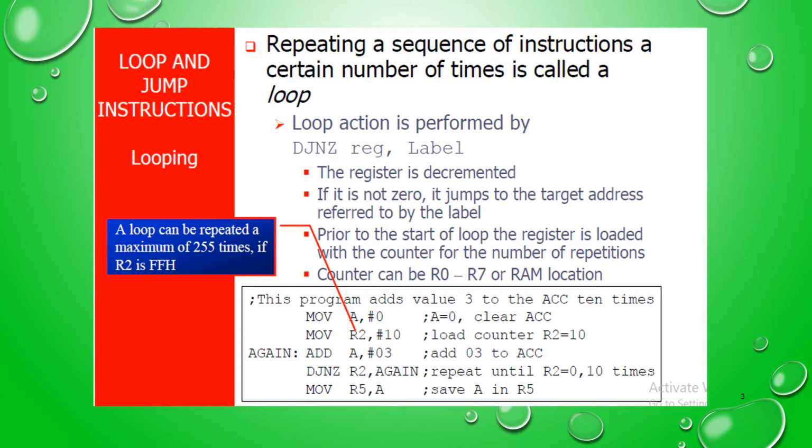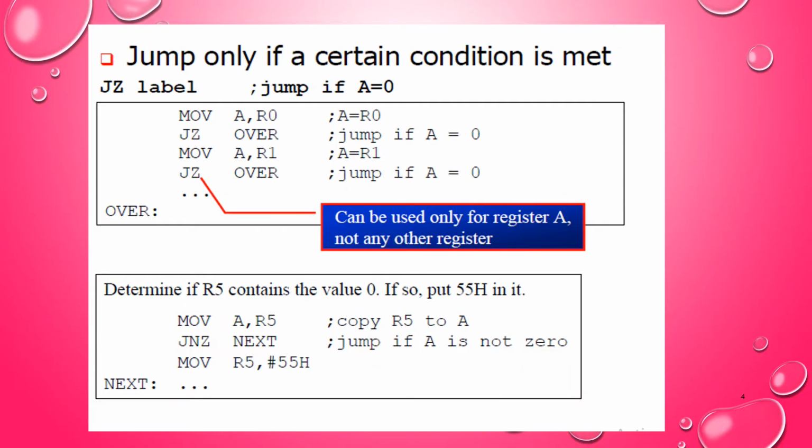Just to illustrate, there will be a similar kind of repetition mechanism as a part of the program. So there will be a loop inside a loop also. So jump is the instruction which will help in such a situation: jump only if a certain condition is met. This kind of operation, here it is JZ, jump if so-and-so register is 0. Syntax is JZ label.